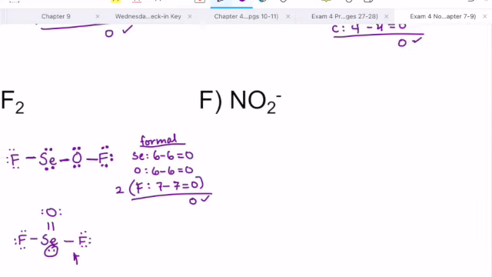All right, let's talk about the nitrite molecule. So the first thing we do is we count our valence electrons. So nitrogen has 5, oxygen has 6, and there are 2 of them, and we had that -1 charge, and the -1 charge adds 1 more electron. So we have a total of 18 electrons.